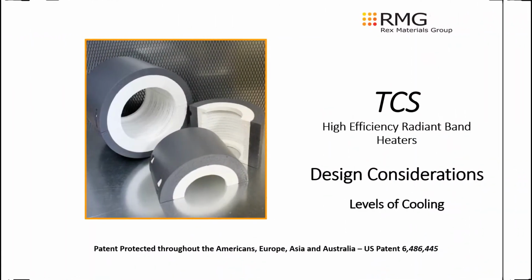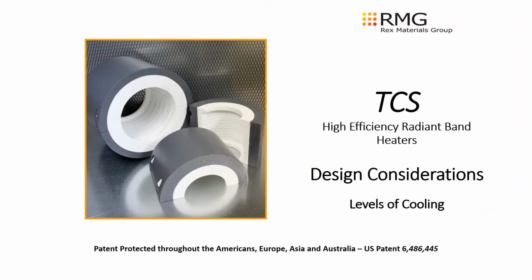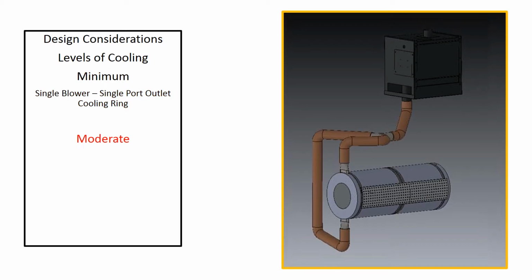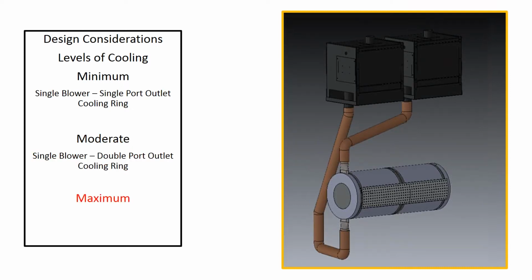There are 3 levels of cooling defined for any single length of connected TCS sections. There's minimum, which has a single blower and a single outlet. Moderate, which also has a single blower but pulls air from 2 ports. And maximum, which consists of 2 blowers pulling from 2 ports.